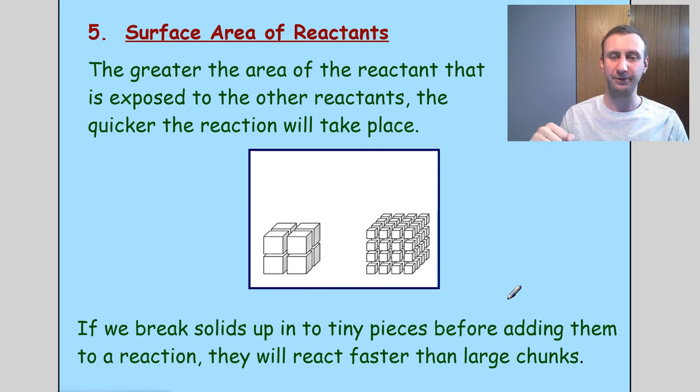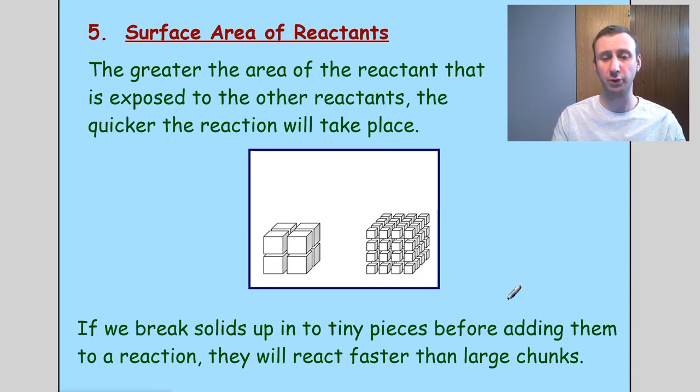When I take a look at surface area of reactants, if I have, for example, a solid that I'm adding to the reaction, the more broken up that solid is, the faster the rate of reaction, because it's teeny tiny pieces. So there's more surface area for the reaction to take place. So more reactants can meet up because I have more surface.